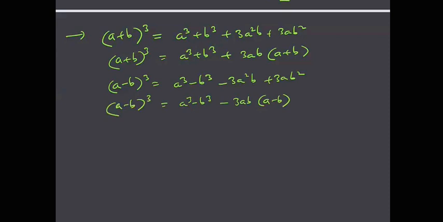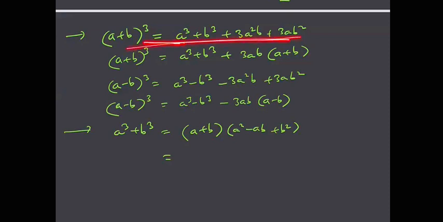So let us say if I ask a cube plus b cube, then this is (a plus b) into (a square minus ab plus b square). And this can also be written as, if you use this expression, a cube plus b cube is nothing but (a plus b) whole cube minus 3ab into (a plus b).